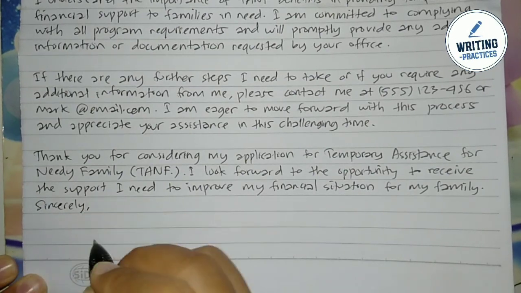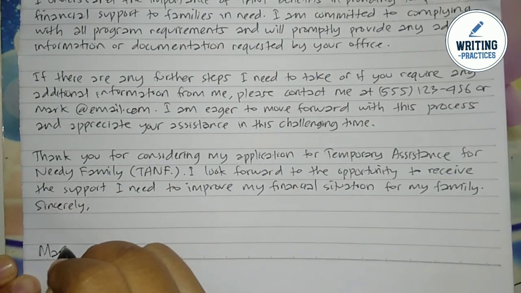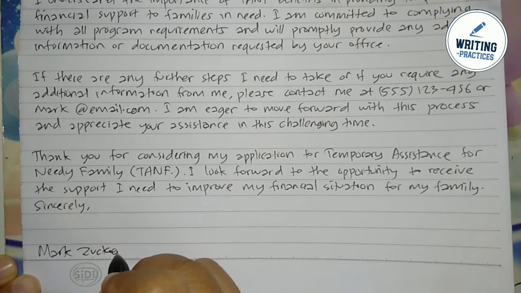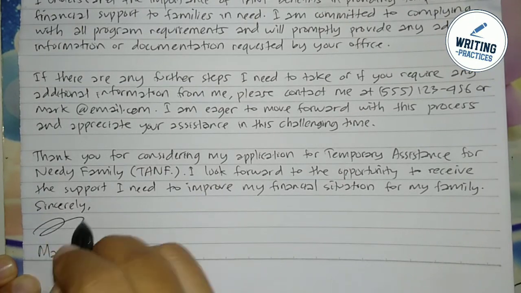Add your signature, and write your full name under it. So, that's how you write a TANF or temporary assistance for needy families application letter step by step.